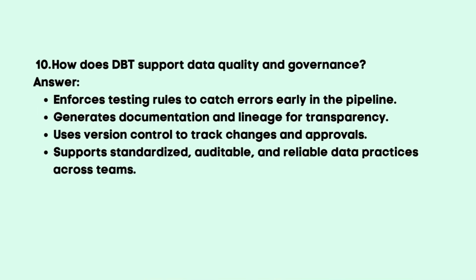10th question: how does DBT support data quality and governance? Answer: enforces testing rules to catch errors early in the pipeline, generates documentation and lineage for transparency, uses version control to track changes and approvals, supports standardized, auditable, and reliable data practices across teams.